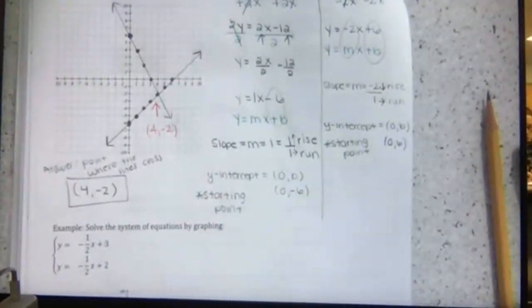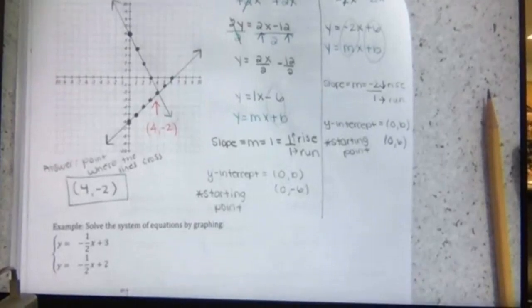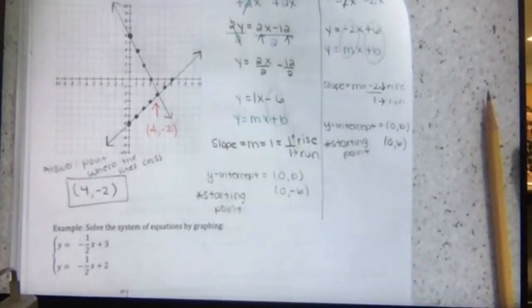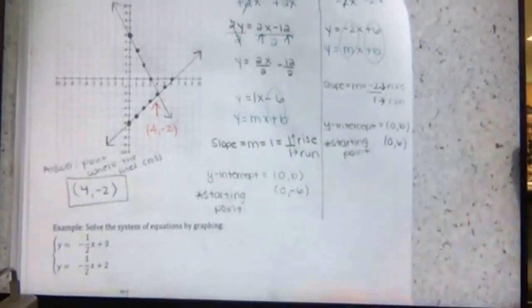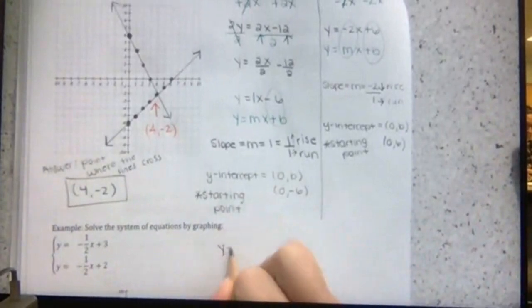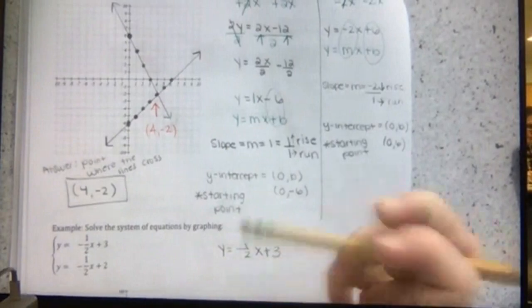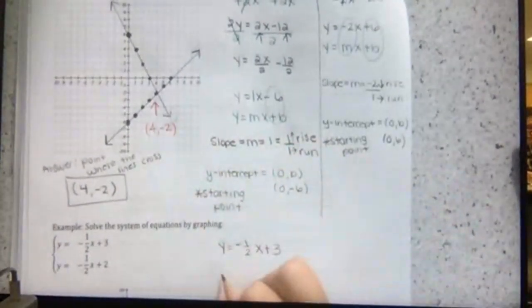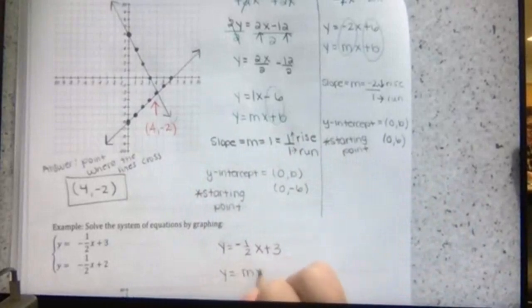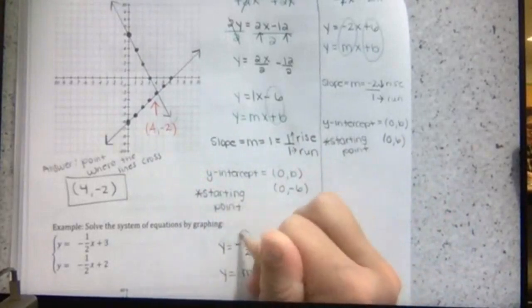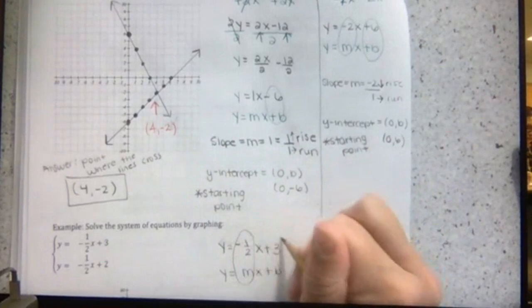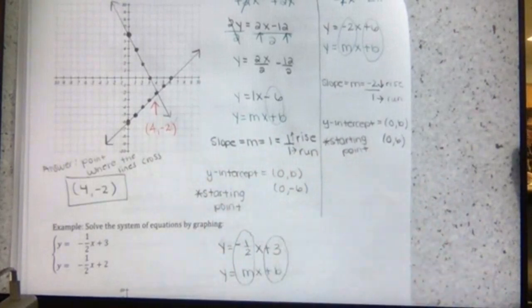So thankfully, the next one is already in y = mx + b form for us. Solve this system of equations by graphing. y = -1/2 x + 3 and y = -1/2 x + 2. So first dealing with y = -1/2 x + 3. It's already in y = mx + b form, so we can see that our slope is -1/2 and our b value is +3.